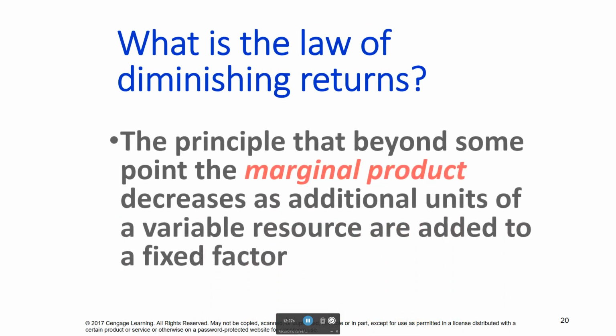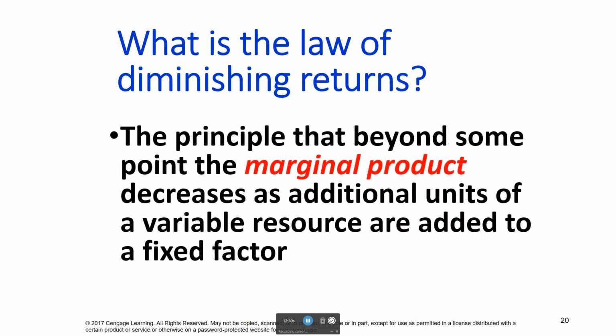The law of diminishing returns is a principle that beyond some point, say as we're adding labor to a production process, holding everything else constant, the marginal product of that variable factor, labor, decreases as additional units of a variable resource are added to a fixed factor. So initially, as we add labor, we could get more output per unit as we add it. So maybe we have 0 workers, 0 output.